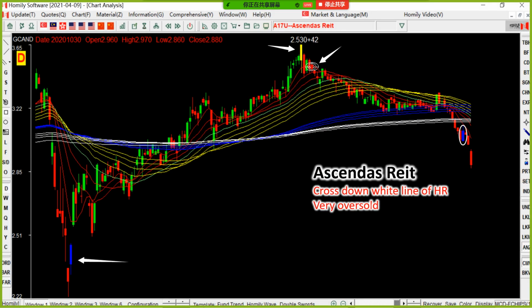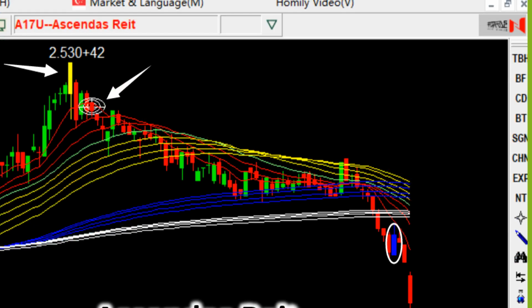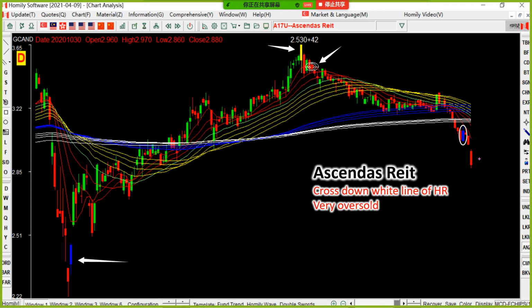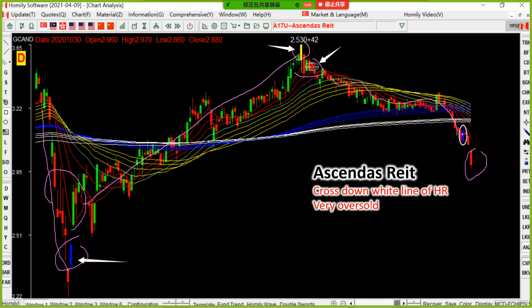Okay, that is A17U Ascendas. Ascendas REIT dropped so much, already crossed down the white rainbow. But remember, even though it's very oversold now, we can check last time, late March, the blue Taiji, then gap up, opportunity. All the way to around June, yellow Taiji, 10 black hole, then all the way drop down. Can you see a blue Taiji now?